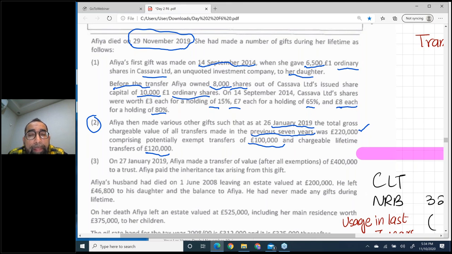Can you tell me out of these 100 and 120 which event is chargeable? Only the CLT, because if she's alive there is no tax on the PET. If she's alive, no IHT is computed on the PET. So in the last 7 years, they have only computed IHT on 120,000, not 100,000. If we need to calculate any IHT on a CLT now, you have to look at the last 7 years. In the last 7 years only 120,000 is chargeable.